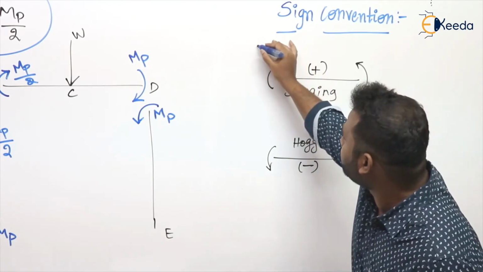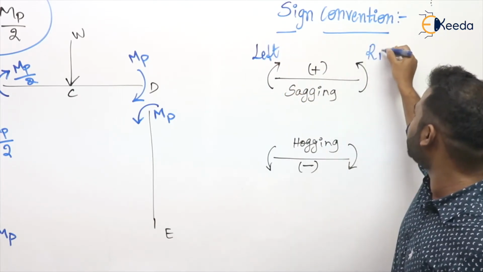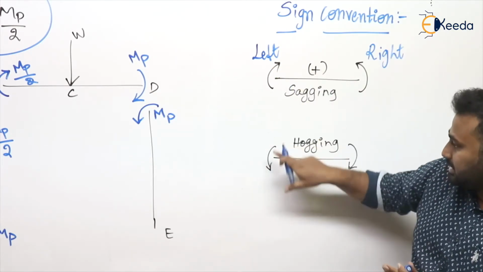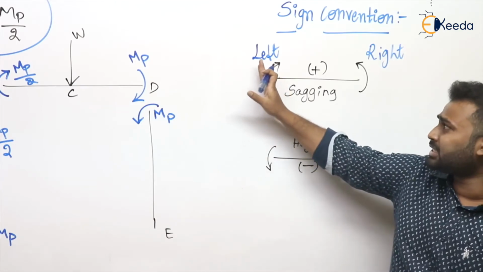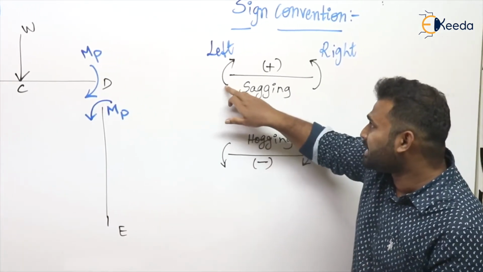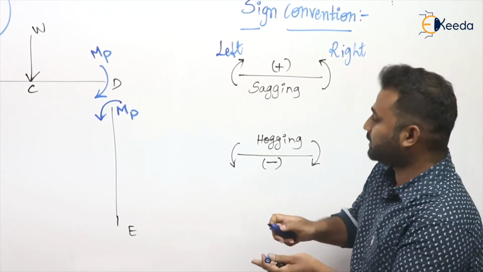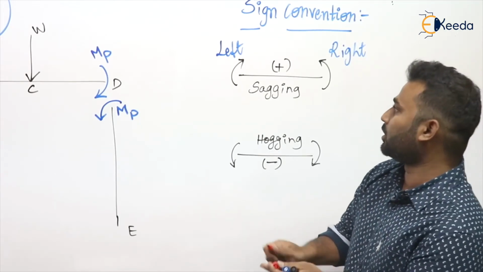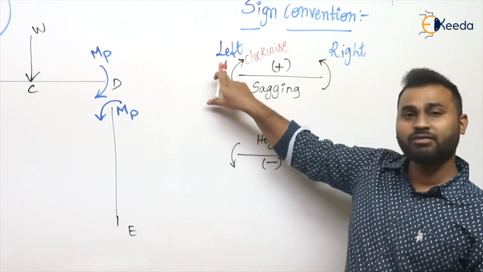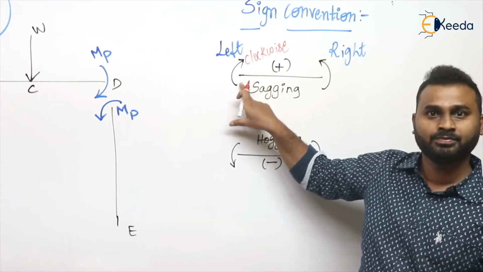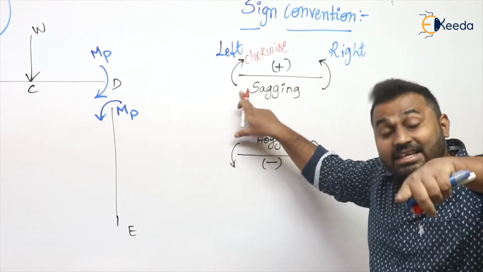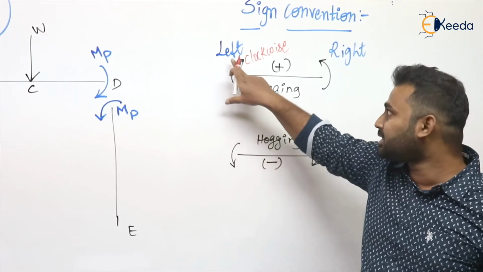So this is the left, and this is the right, means right-hand side, left-hand side. Whenever we are considering from the left, from this side, see, this direction is clockwise, right? Here I will write clockwise. I'll represent it with another color so that there is no confusion. So whenever we are considering from the left, the clockwise moment is positive, meaning sagging. The clockwise moment tries to sag that span, hence it is positive.